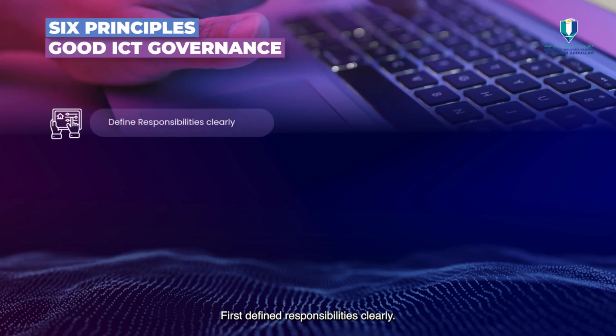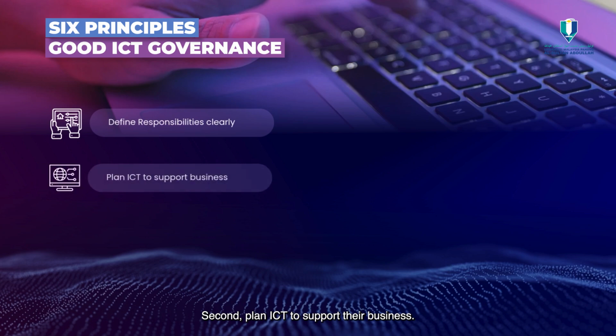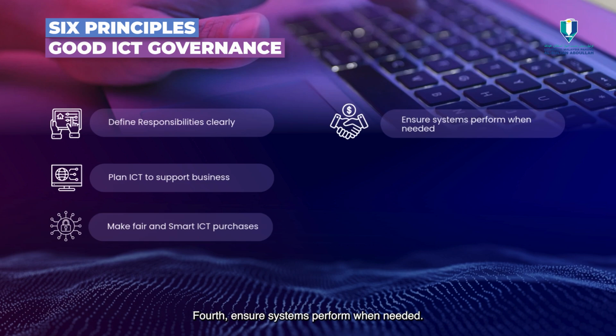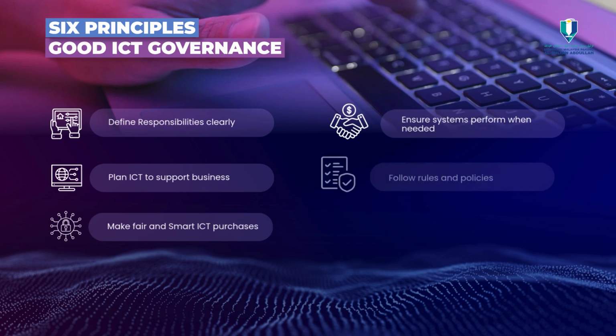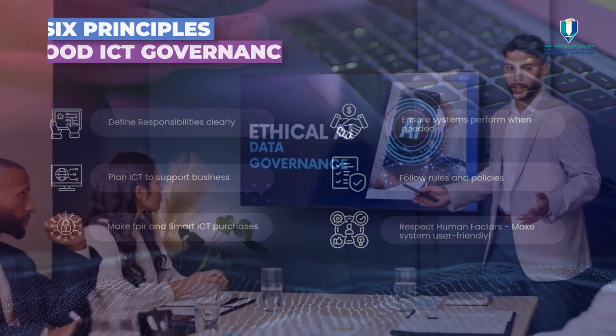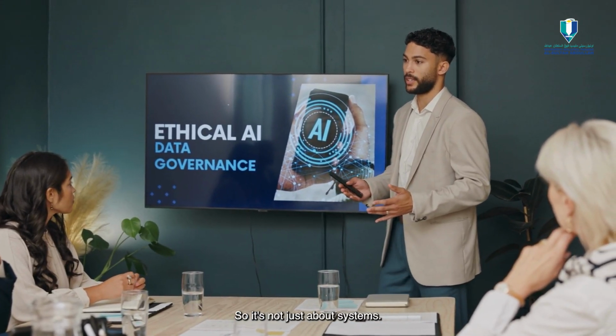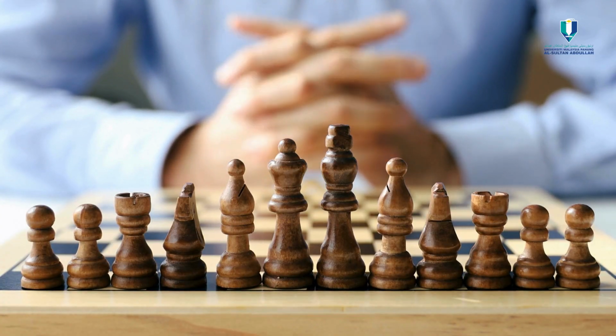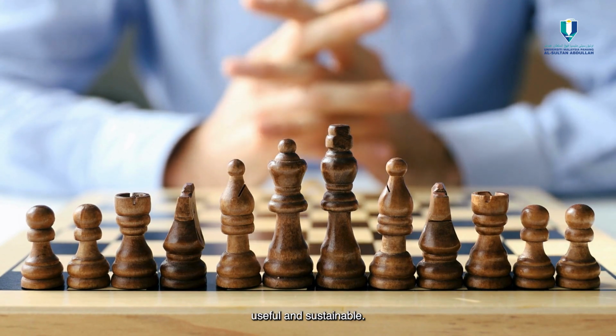First, define responsibilities clearly. Second, plan ICT to support the business. Third, make fair and smart ICT purchases. Fourth, ensure systems perform when needed. Fifth, follow rules and policies. And lastly, respect human factors and make systems user-friendly. So, it's not just about systems. It is about making decisions that are fair, useful, and sustainable.